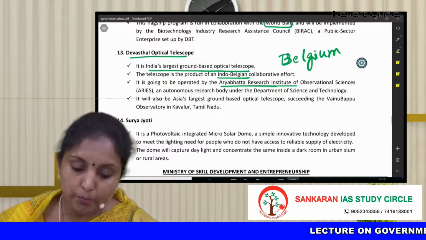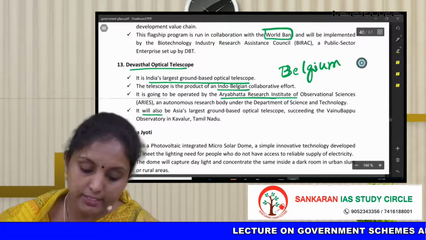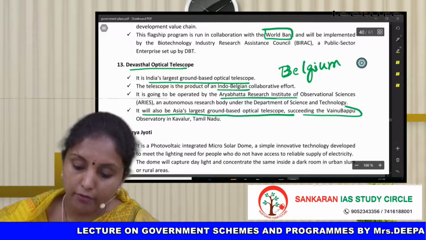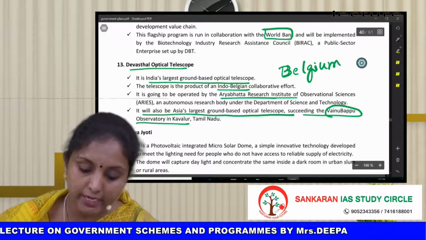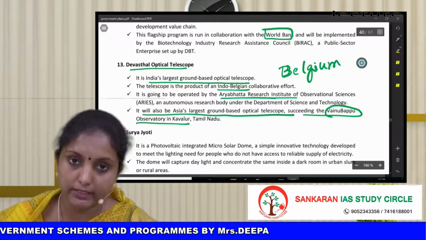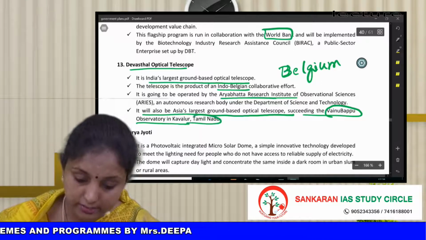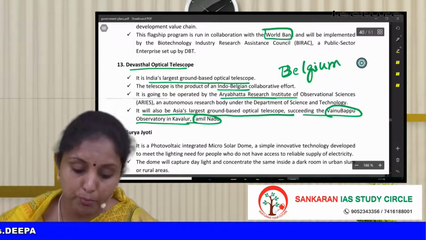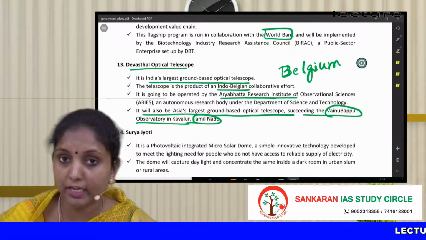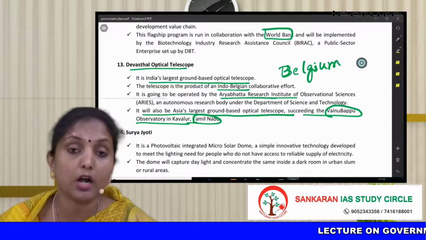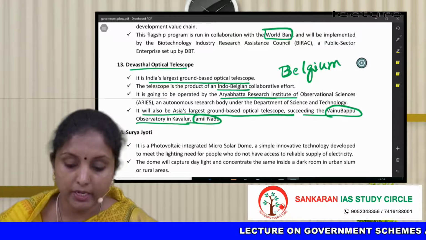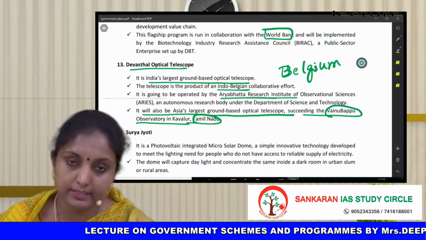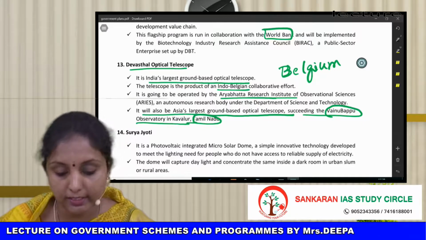It will also be Asia's largest ground-based optical telescope, succeeding Vainu Bappu Observatory in Kavalur, Tamil Nadu. Dear friends, this is important because before, it was Vainu Bappu Observatory in Kavalur, Tamil Nadu that was the largest ground-based optical telescope. Now, this has been replaced by this telescope, the Devasthal Optical Telescope.